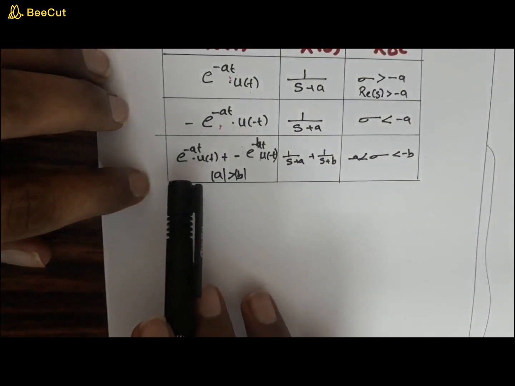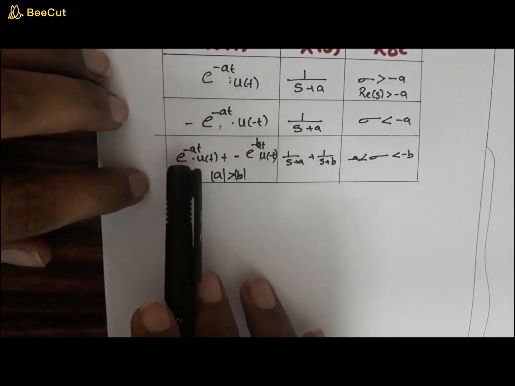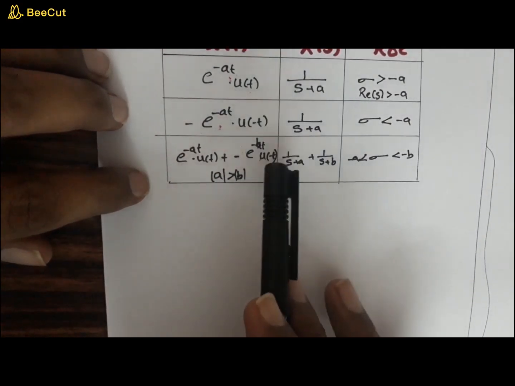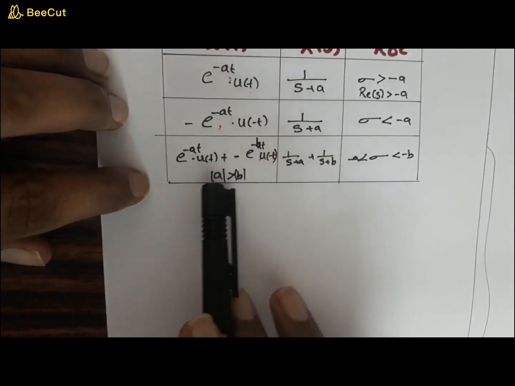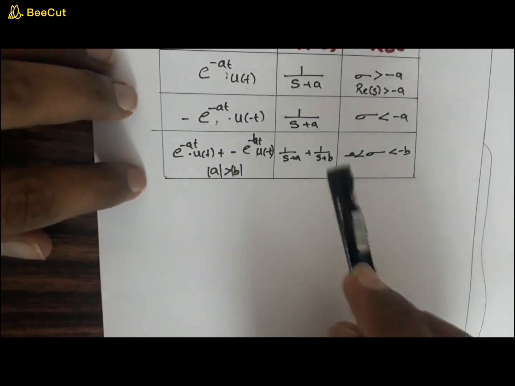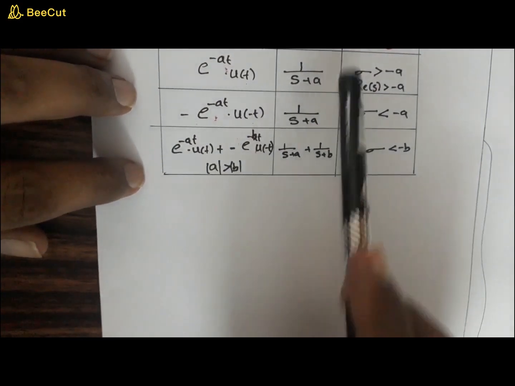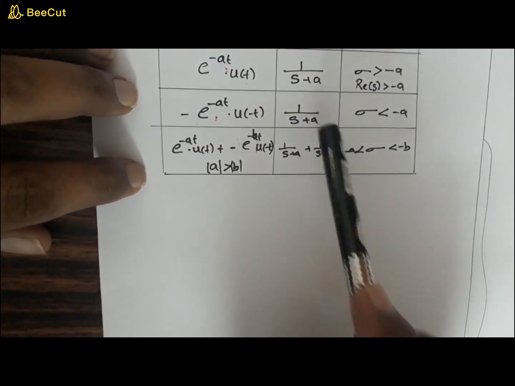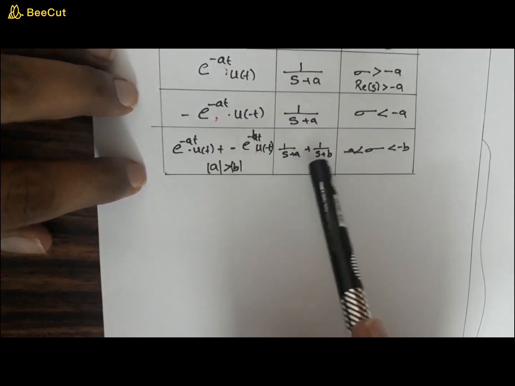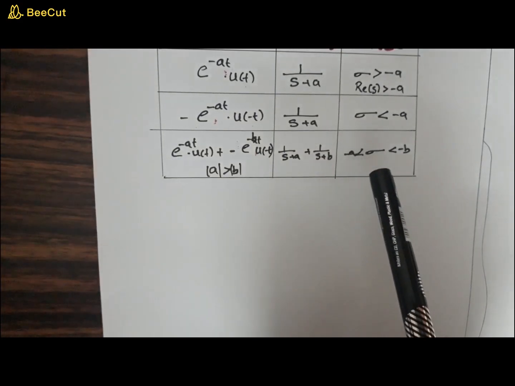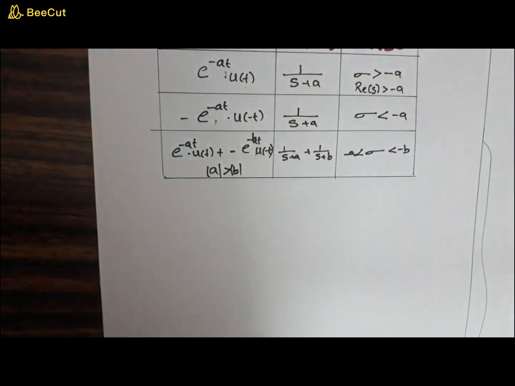And coming to the next signal, this is e raised to minus at into u of t minus e raised to minus bt into u of minus t, where a condition is there, modulus a is greater than modulus b. Now for that, it is a combination of these two transforms. That is 1 by s plus a, and here instead of a you have b, so 1 by s plus a plus 1 by s plus b, and the real of s lies in between minus a and minus b.